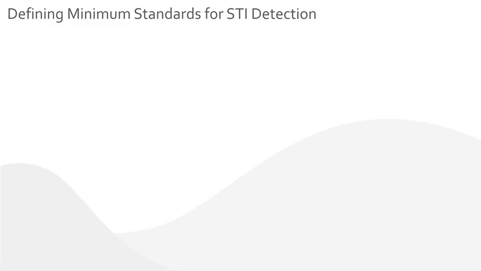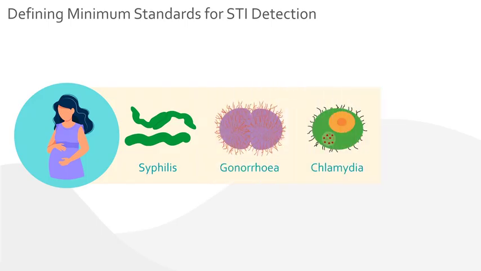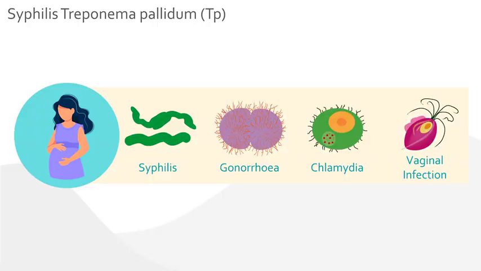Facing the challenge of limited resources, there are several options for detecting STIs and other RTIs in pregnancy. We'll now look at these in more detail for syphilis, gonorrhea and chlamydia, and common vaginal infections. Identifying syphilis in pregnancy is high priority to avoid serious consequences of congenital syphilis. Many countries have adopted policies and guidelines for elimination of mother-to-child transmission.